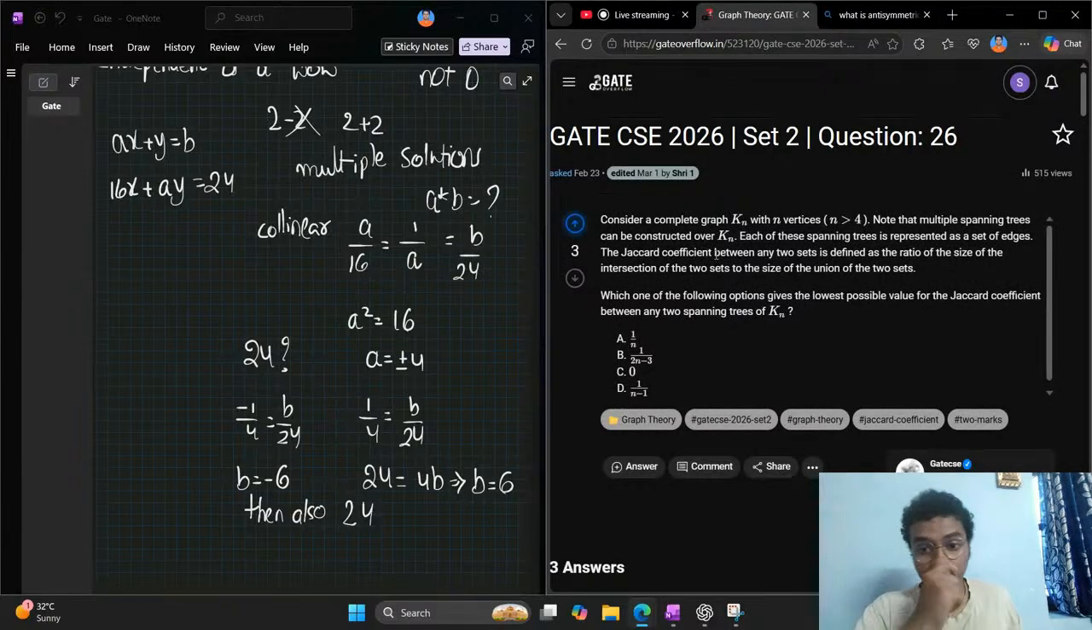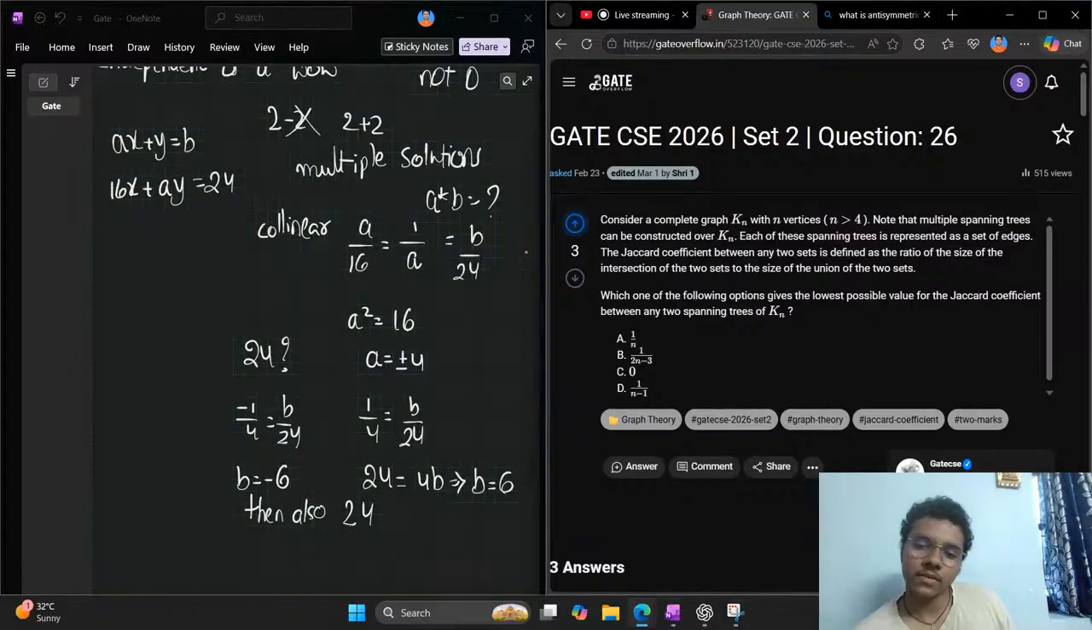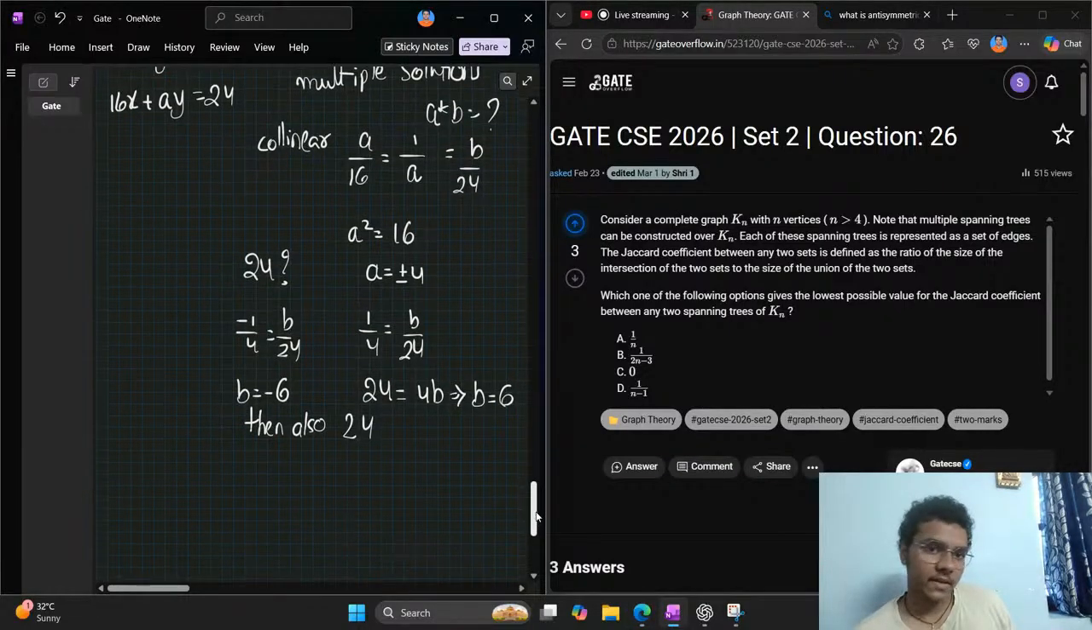And consider a complete graph Kn with vertices n greater than 4. Note that multiple spanning trees can be constructed over Kn. Each of these spanning trees is represented as a set of edges. The Jaccard coefficient between any two sets is defined as the ratio of the size of the intersection of the two sets to the size of the union of the two sets. Which of the following options give the lowest possible value for the Jaccard coefficient between any two spanning trees of Kn?